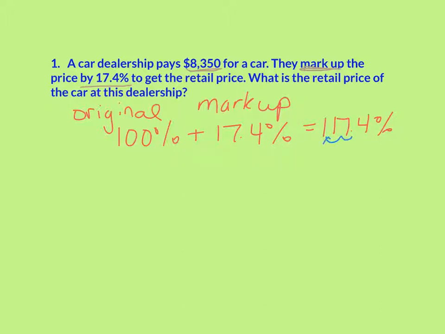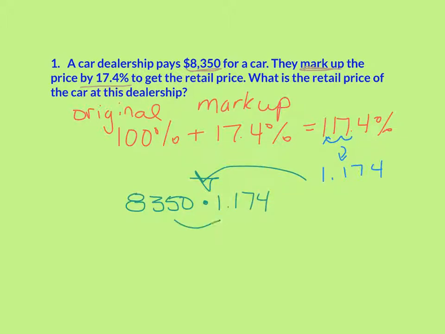I know that I need to change that to a decimal, so I'm going to move that decimal back 2 places, and that means I'm going to be using the number 1.174 to find my new price. So I'm going to take that right over here. I know my original price was $8,350, and I'm going to be multiplying that times 1.174. Please use your calculators to do that.